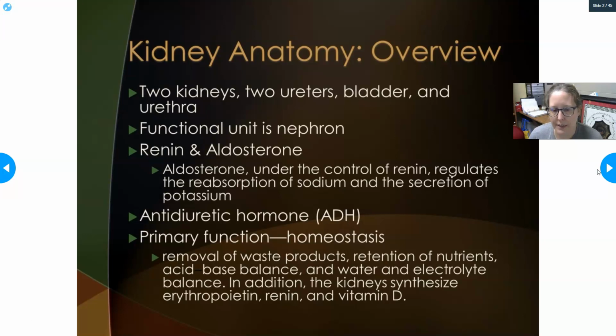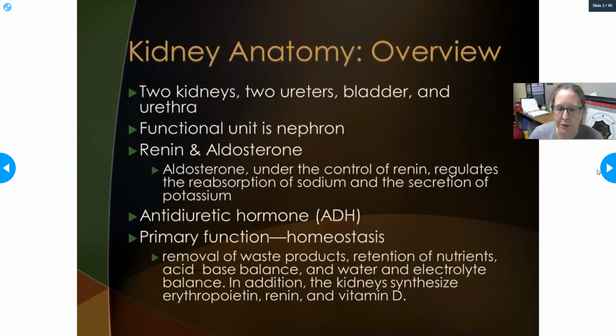And then antidiuretic hormone does kind of the same thing, whereas it's moving water from the urine back into the blood. It only moves water. So antidiuretic hormone is only about conserving water. It does not move sodium.